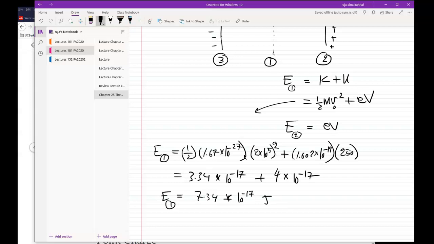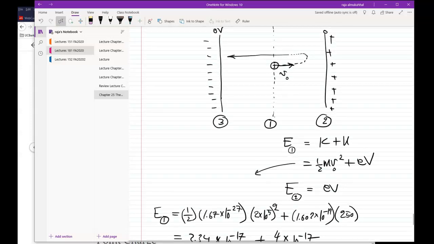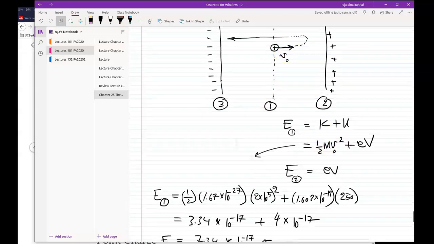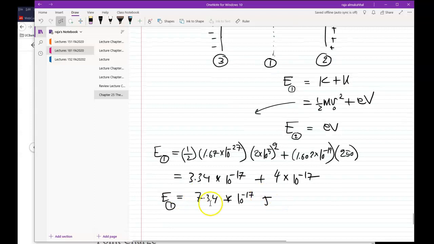This is the total energy of the proton at position 1, midway, right at the moment when I shot it, right here. What's the total energy right here? Well, it got kinetic, 1/2 mv0 squared, plus that potential, the voltage, EV, here, 250. See what I'm saying? And there we go, I got that. There is the total energy of the proton.